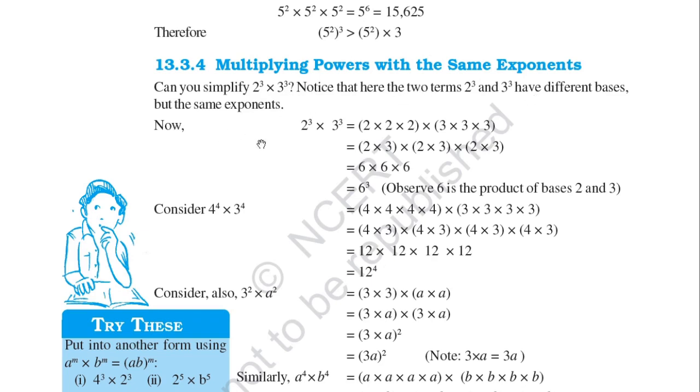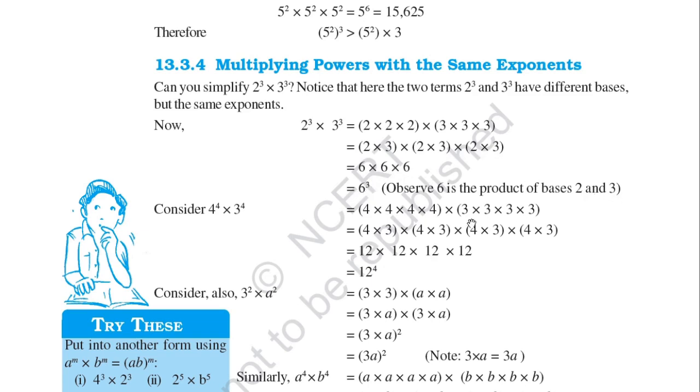So when the exponents are the same, you do it like this: 2 cubed into 3 cubed is equal to 2 into 2 into 2 into 3 into 3 into 3. So you can see here 2 into 3, 2 into 3, 2 into 3. It will become 6 into 6 into 6, that is 6 cubed. Observe that 6 is the product of the bases 2 and 3.